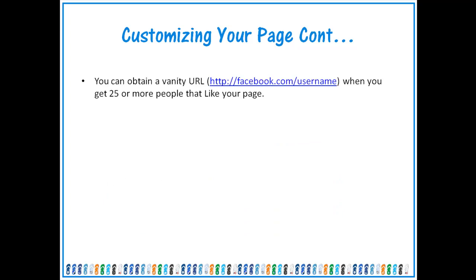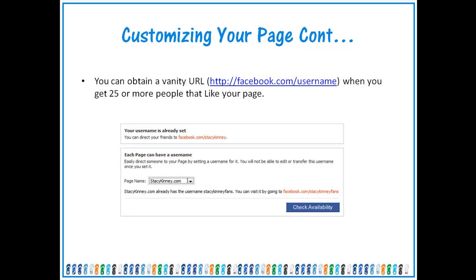Now here's how you can obtain the vanity URL, because it's not like it just pops up and says, oh yeah, you've got 25 users, here you go. Even for your personal profile, I still see a lot of people out there with all those jumbled numbers. It's so much easier if I can say, go to facebook.com/Stacey Kinney. That's where you can find me on my personal page, or Stacey Kinney Fans. So when you get 25 or more people to like your page, go to facebook.com/username.